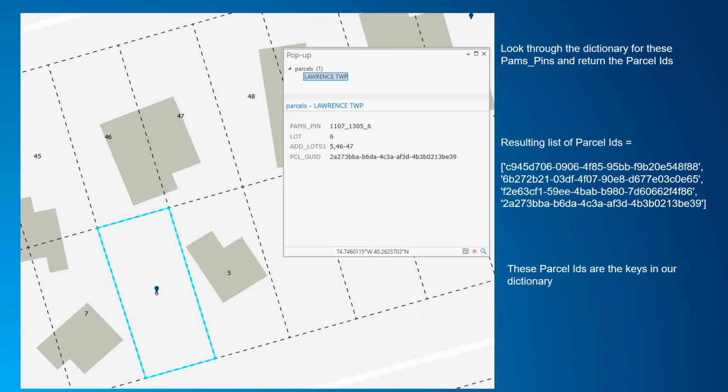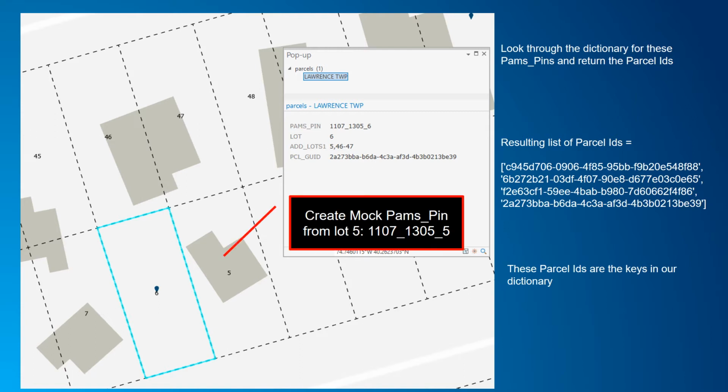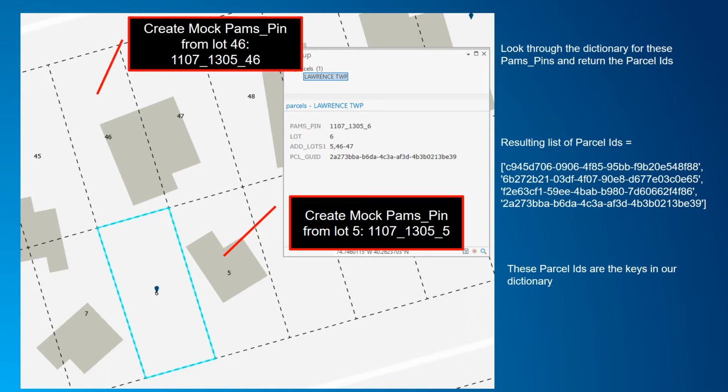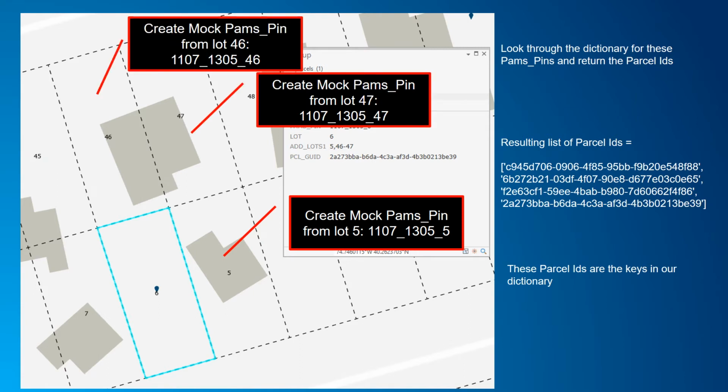So here we're looking at lot 6. You can see it's highlighted, and it has lots 5, 46, and 47 populated as its additional lots. So what we did in this case was we basically took these lot numbers and created a mock PAMS pin, what we assumed the PAMS pin would be by taking the municipal code, the block, and concatenating it with this lot. So we did that for each of the additional lot values.